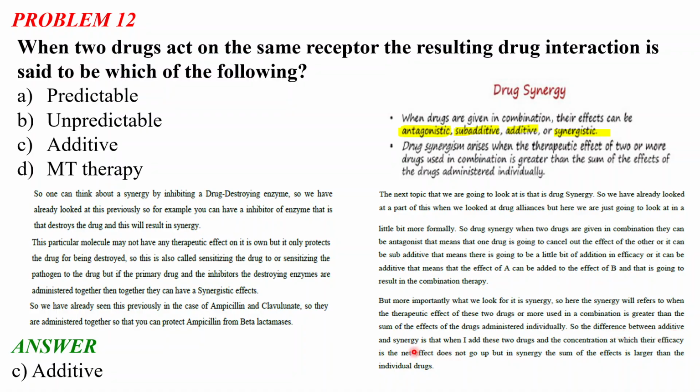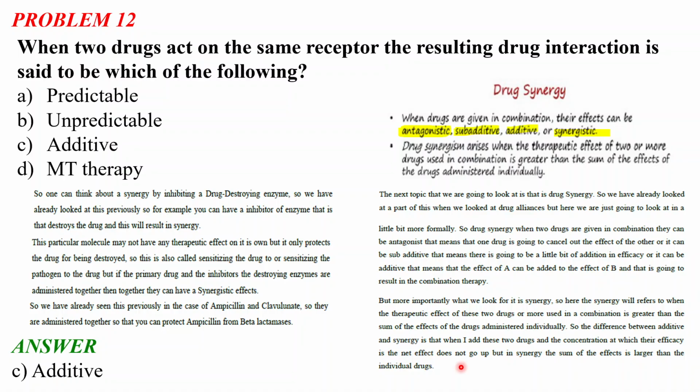So the difference between the additive and synergistic is that when I add these two drugs in combination, the net efficacy does not go up in the case of the additive, but in the case of synergy, their efficacy will go up. So we have these two terms which may seem very similar to each other, but there is a thin line of difference between the additive and synergistic. Okay, antagonistic is when the effect of one drug cancels out the effect of another drug.